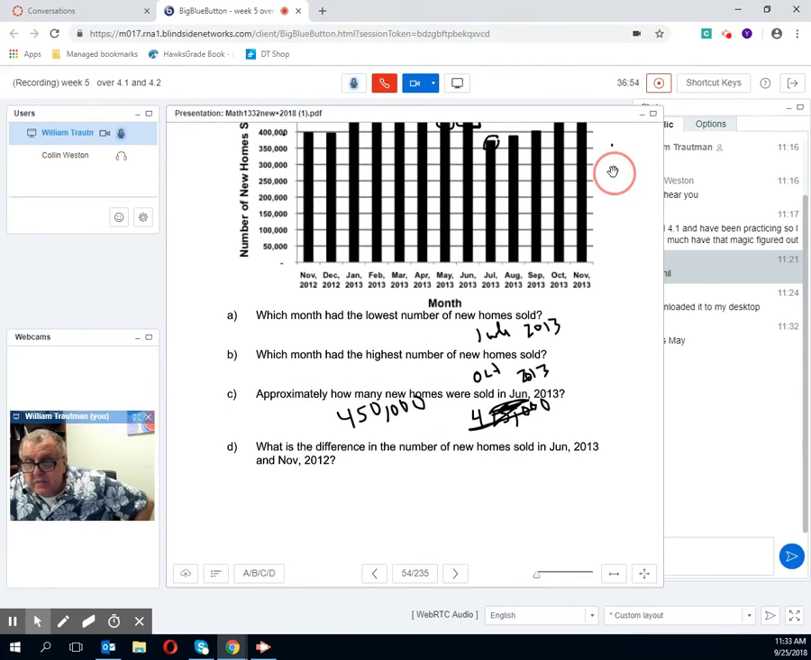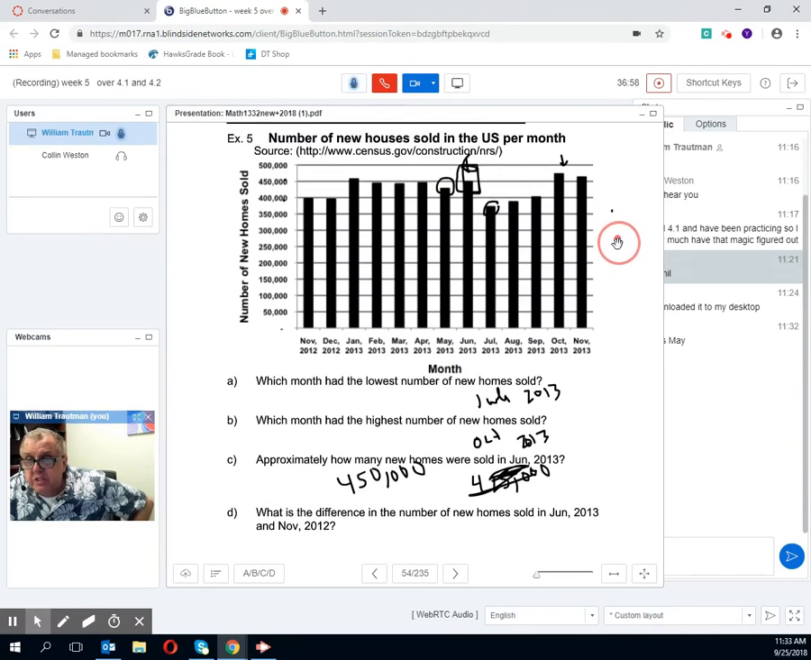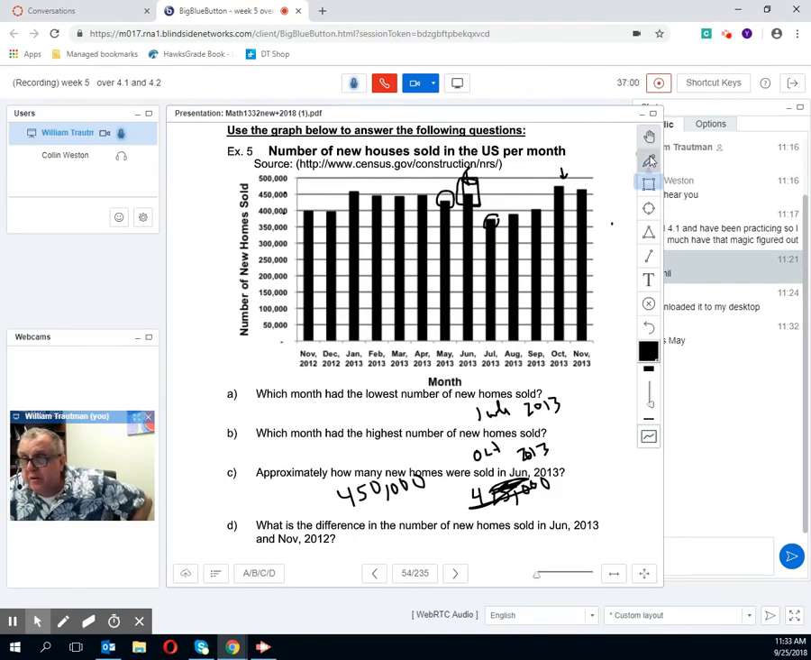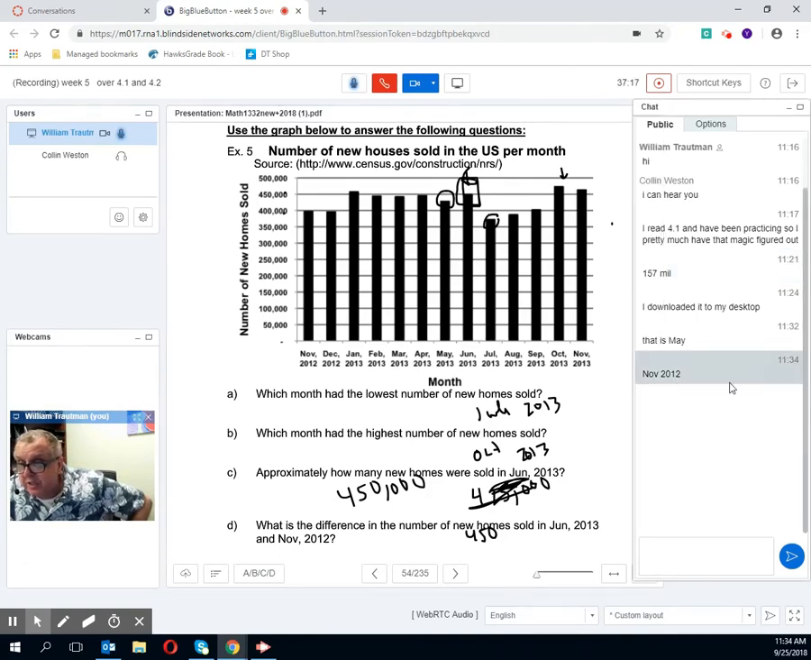What is the difference in the number of new homes in June and November? The difference between June and November. So once again, June was 450. November... Does it tell you anywhere exactly? I would say 460, but it doesn't tell you.